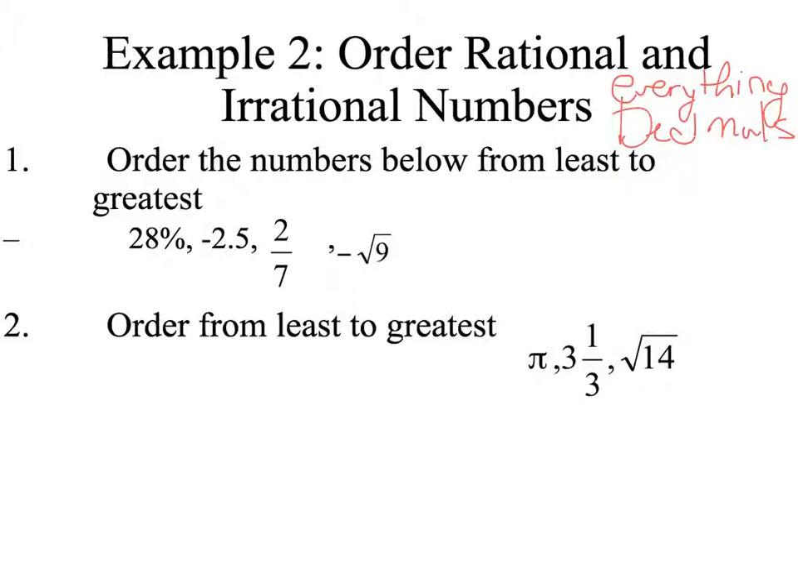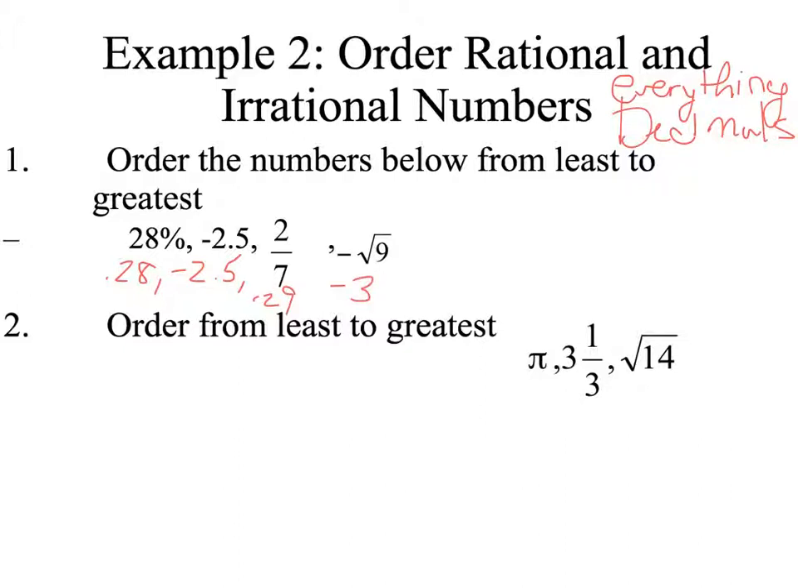28% into a decimal, if you can't do it in your head, you just divide by 100. So 28 divided by 100 is 0.28. The negative 2.5 is good to go. 2 over 7 divided as a decimal is 0.29. And the negative square root of 9, 9 is a perfect square, so negative 3.